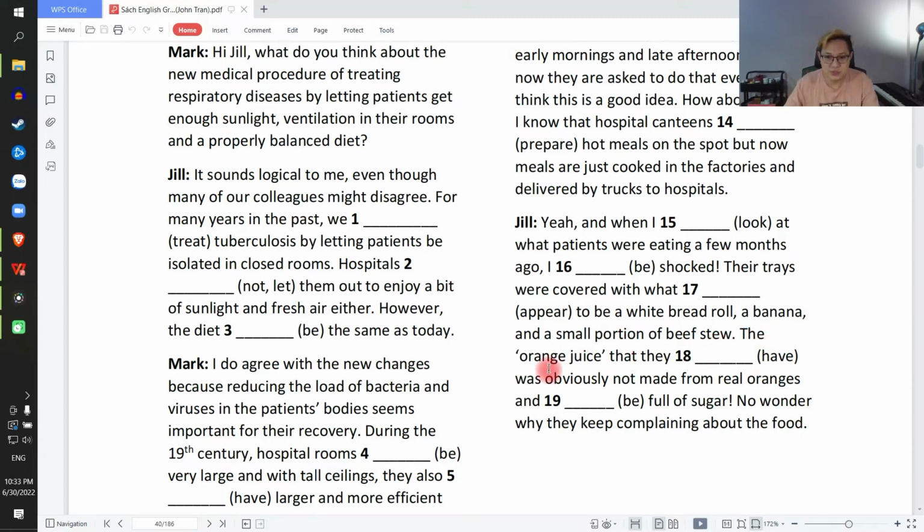The orange juice that they had was obviously not made from real oranges and was full of sugar. No wonder why they keep complaining about the food. So 18 and 19 are again simple completed actions, single completed action in the past, so past tense.